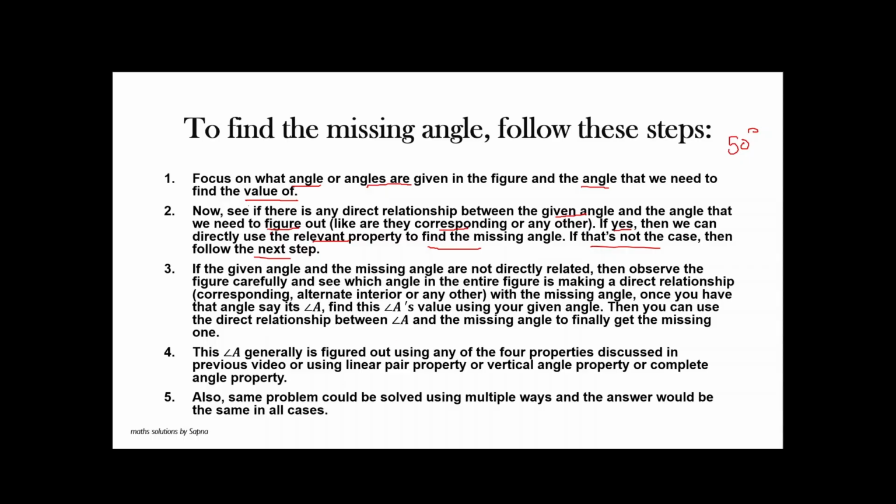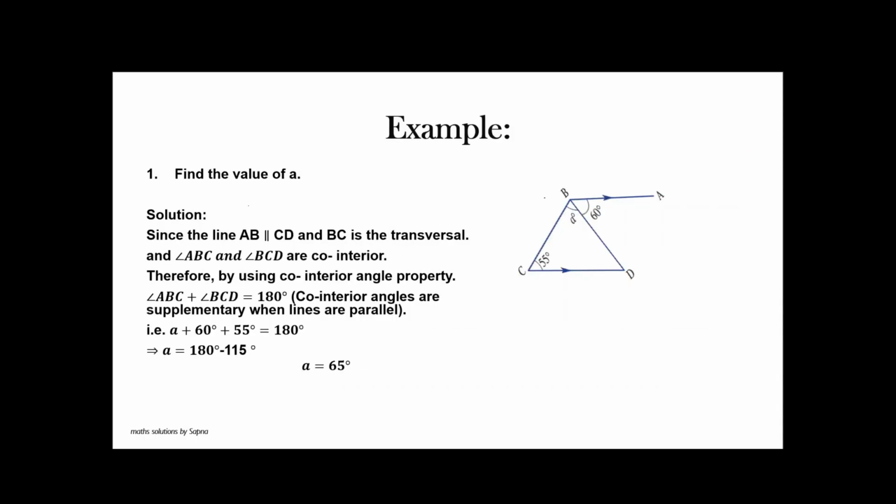But before we move to the next step, let's see an example wherein we can directly use the property to figure out the missing one, right? So let's move to the next slide and see how it works. So this is the question: find the value of A. In your figure, there is an angle A, as you can see over here. We need to figure out the value of A.